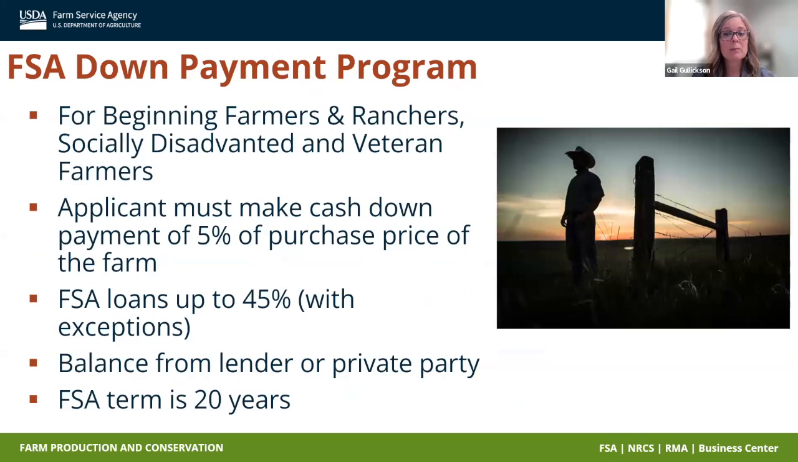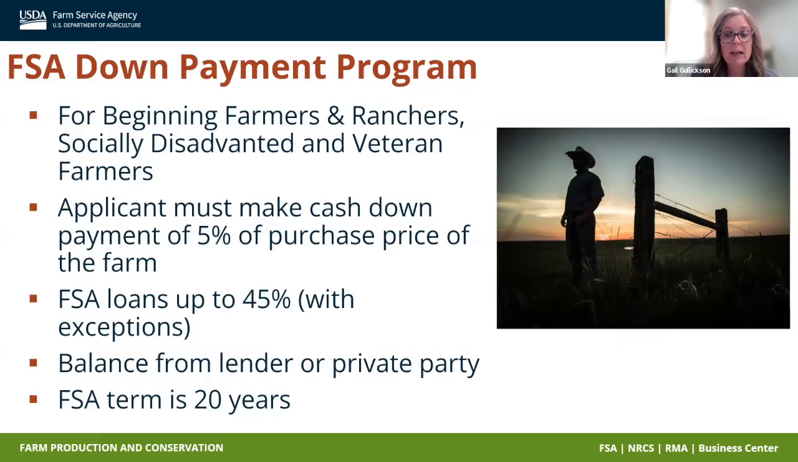FSA has another special farm ownership loan program, and it's the down payment program. The FSA down payment loan funds may be used to partially finance the purchase of a family farm by an eligible beginning farmer. So that's farming or ranching 10 years is who we consider beginning farmer, by a socially disadvantaged farmer, which would include American Indians, or a veteran farmer.